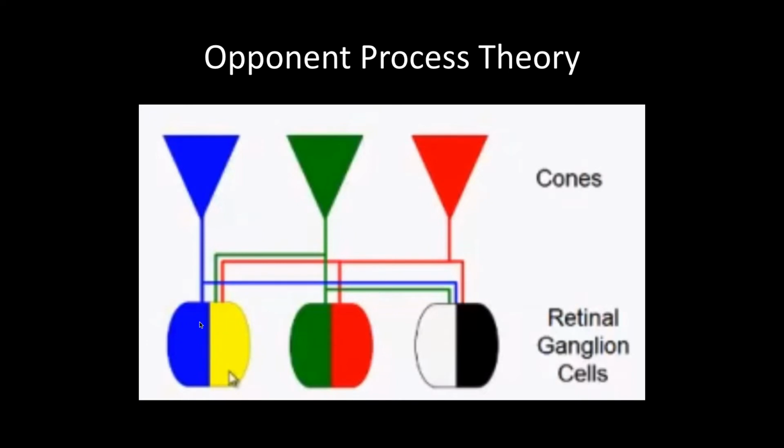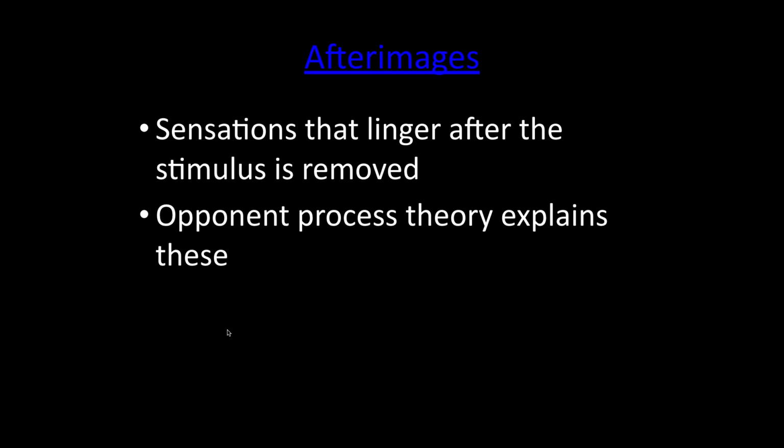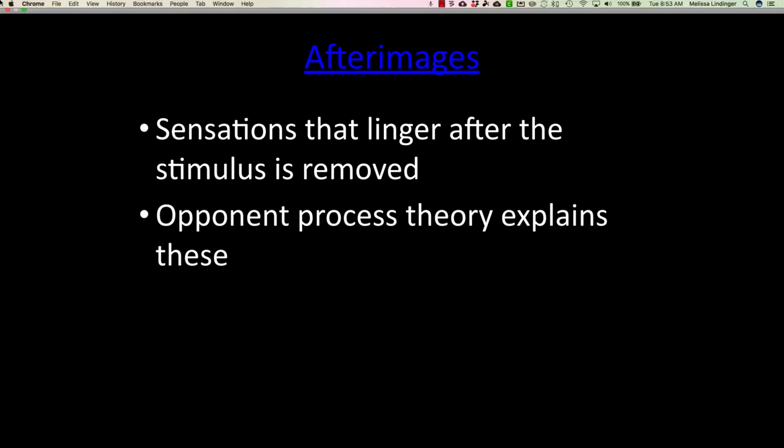You'll never see a color that is a bluish-yellowish color, because when the blue channel is activated, the yellow channel is shut off. When the green channel is activated, the red channel is shut off. So when the green channel of these ganglion cells are firing action potentials, the red channel is not activated. When the blue channel's ganglion cells are firing action potentials, the yellow channel is not activated, or it's shut off.